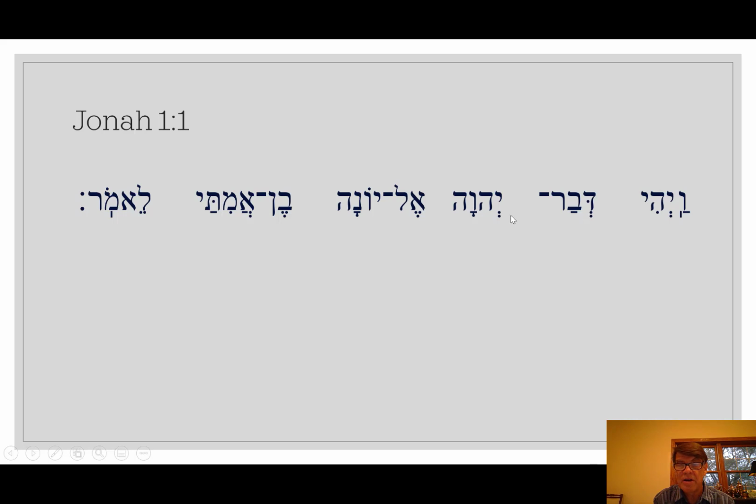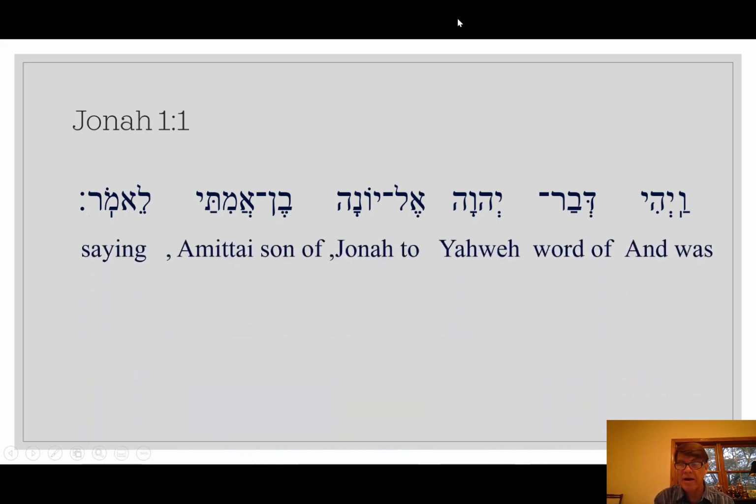Vayehi davar Yahweh el Yonah ben Amittai lemor. And it means, and, the vav is and, the word of the Lord, the word of Yahweh, was to Jonah, son of Amittai, saying.